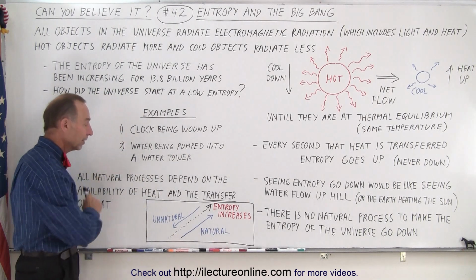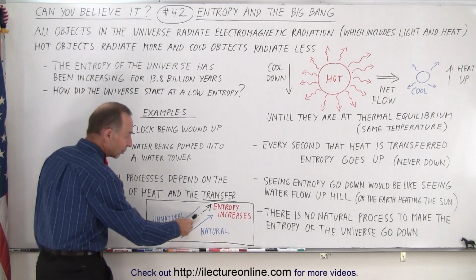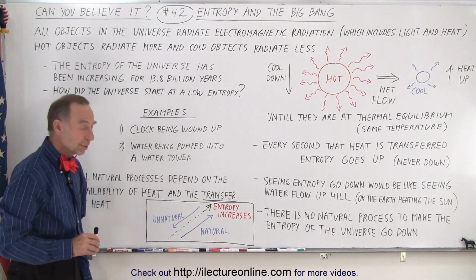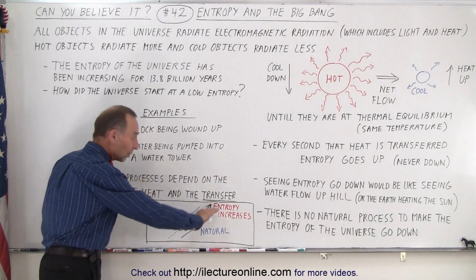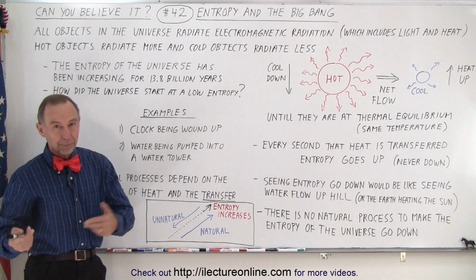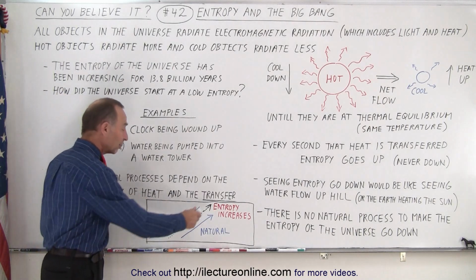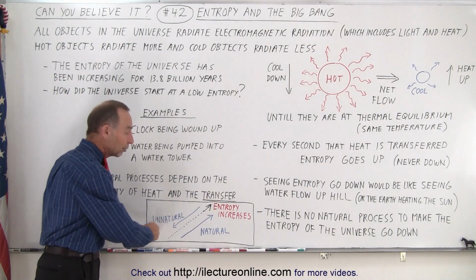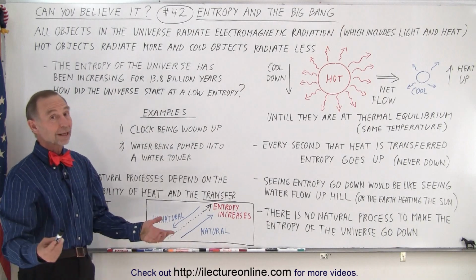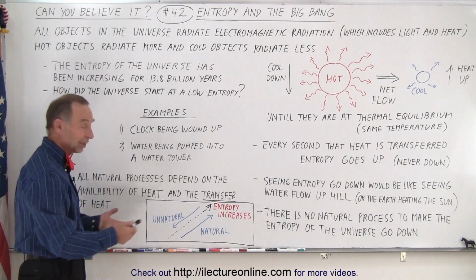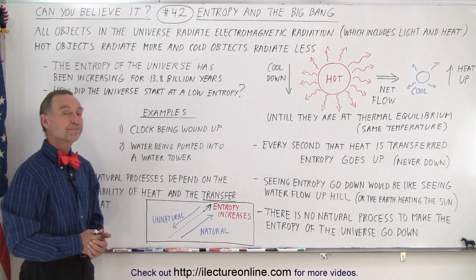So a way to think of it is entropy is continuously increasing. It's been doing that for 13.8 billion years. That's the natural process. We know of nothing else that would make that reverse. An unnatural process would be to get the entropy to go down. And we don't see that happening anywhere in the universe for the last 13.8 billion years.